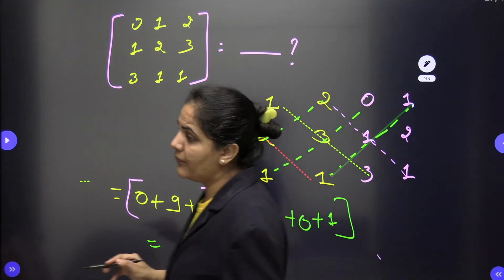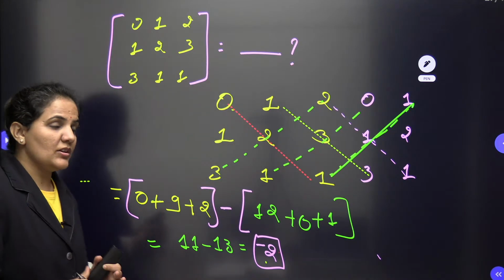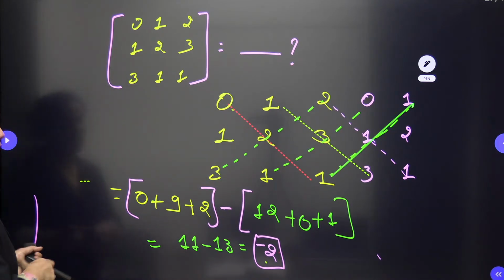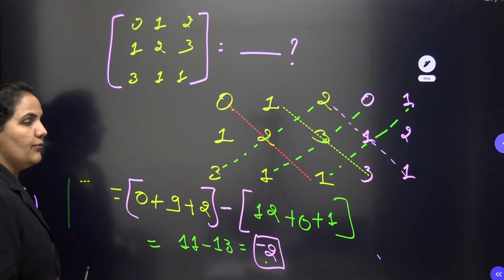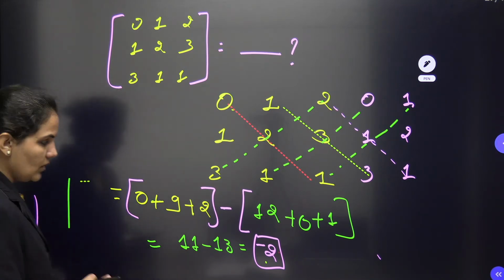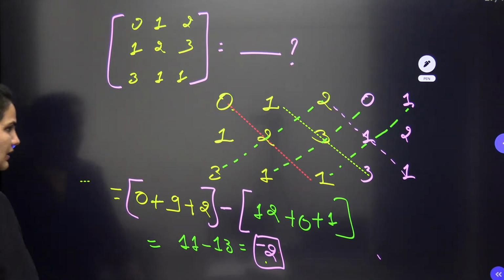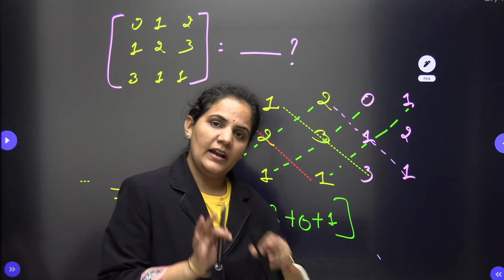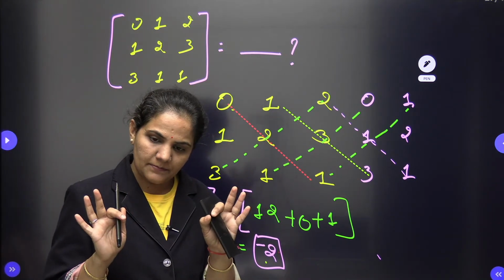This is not for a 4 cross 4 matrix. The thing which I am telling you is not for the 4 cross 4 matrix. This is only and only for a 3 cross 3 matrix. I hope this trick is clear to everyone.